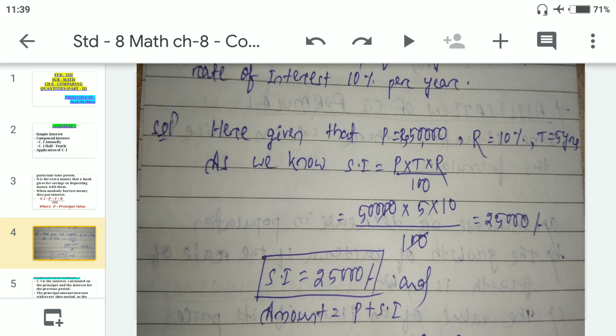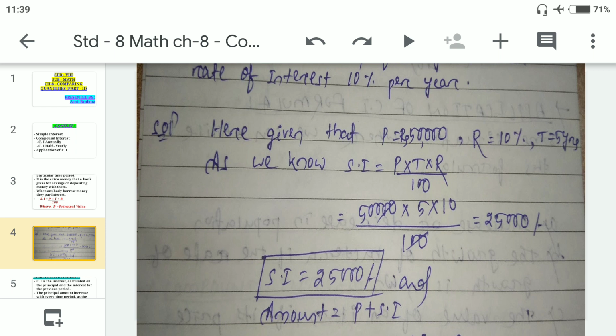And remember children, if the time period is not mentioned in the form of years, you have to convert that into years. If it is mentioned in the form of months or anything else, you have to convert that into years. All right. And if the number of years is mentioned as a mixed fraction, first of all you have to convert that into an improper fraction, then you can go for the calculation. So after this calculation, you are getting the simple interest as 25,000.